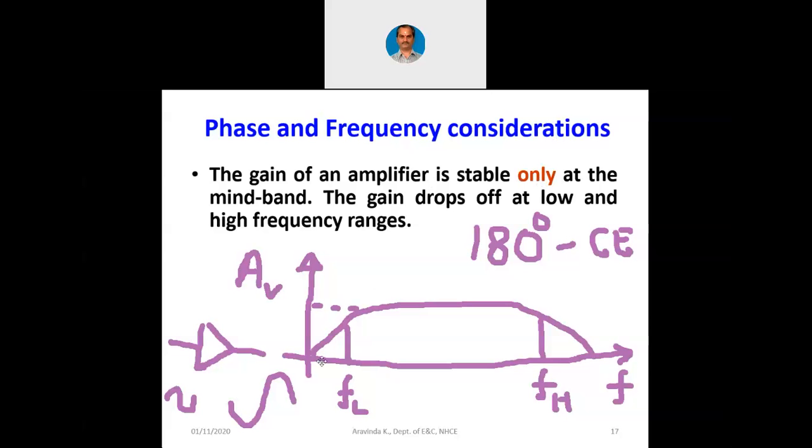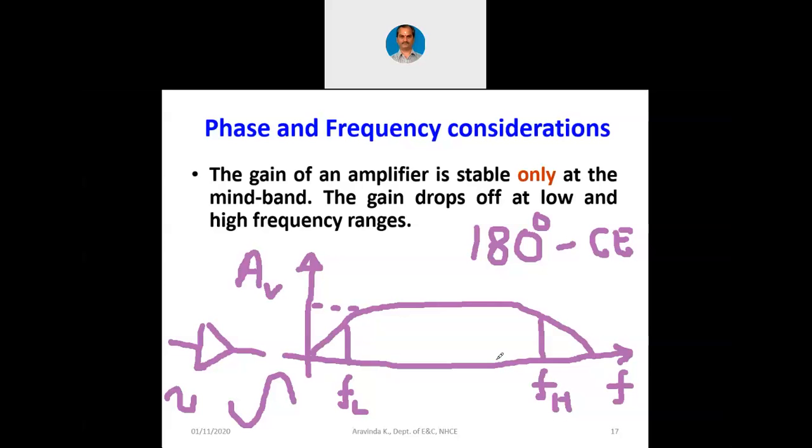Now, why did the frequency response change at the low frequency and high frequency ranges? At the low frequency ranges, it was the capacitances external to the circuitry which influenced the frequency response. And at the high frequencies, it was the internal parasitic capacitances which affected the frequency response. This we had seen in the third module itself.